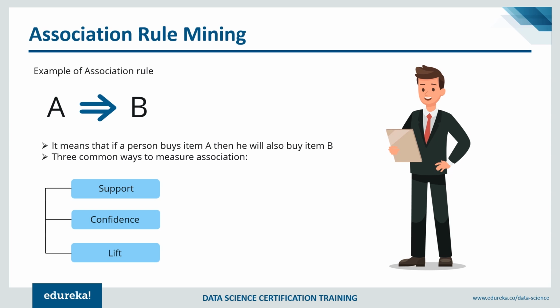Now, if we take an example of an association rule, A arrow B means that if a person buys an item A, then he will also buy an item B. Now, there are three common ways to measure a particular association because we have to find these rules on the basis of some statistics, right?